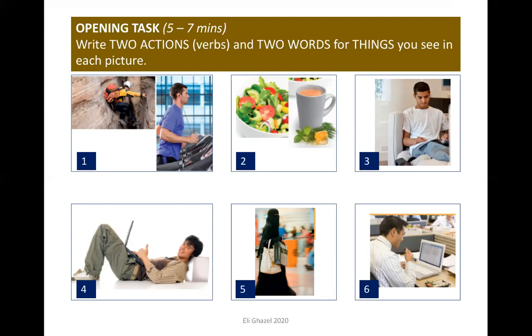You are going to tell the students to write 2 action words, the verbs, and 2 words for things you see in the picture. Now, what you can do, you can put all 3 and give them a sheet of paper. They need to number their paper 1, 2, 3, 4, 5, 6. So let's look at the first picture. Let's go for action words. Remember, you are not doing it as a whole class. You are doing it as individuals. Each student is working alone.